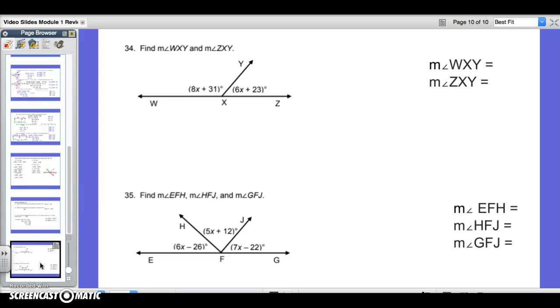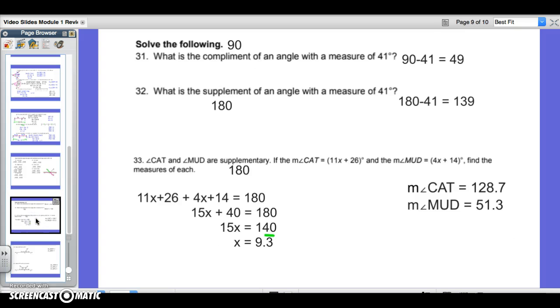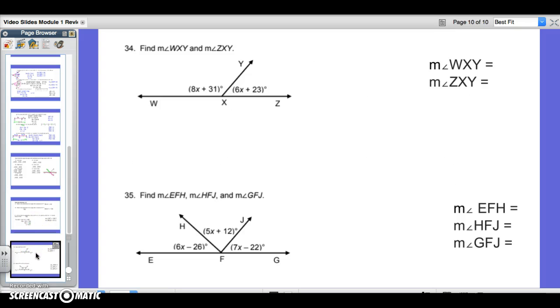Let's go to our last slide here. Is that our last slide? This is our last slide. Okay, so find the measurement of WXY and the measurement of ZXY.